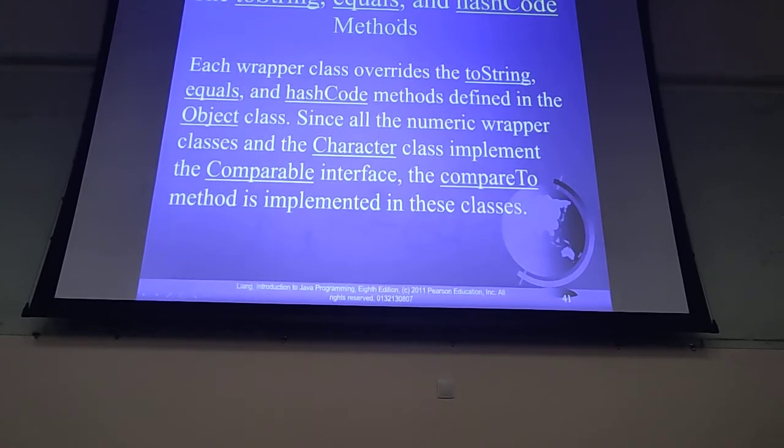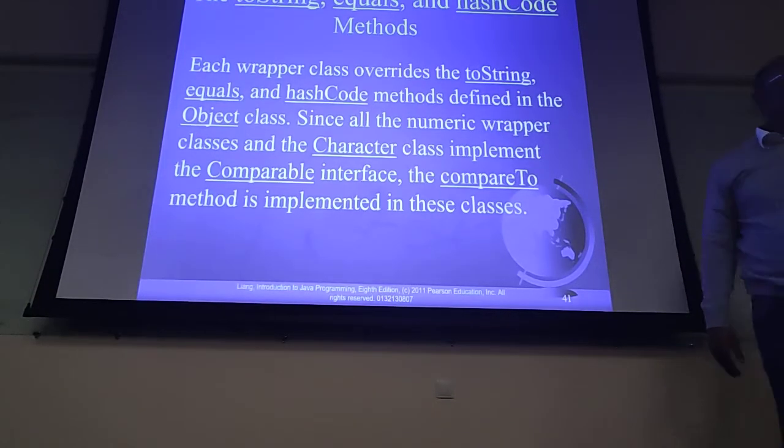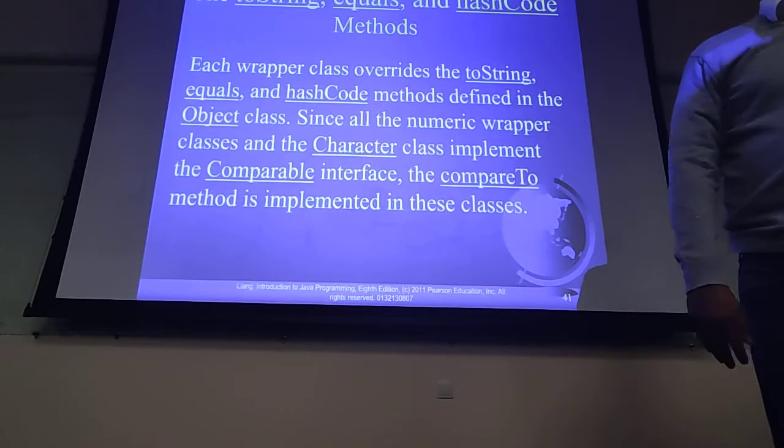So what are the methods? toString, equals, hashCode methods. Each wrapper class overrides the toString method, equals method and hashCode method defined in Object. So you know toString and equals from the object. There is one more method, which one? Hash code. Now what is a hash? You will understand in data structure. Okay?